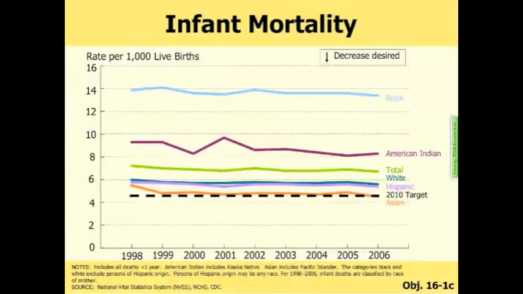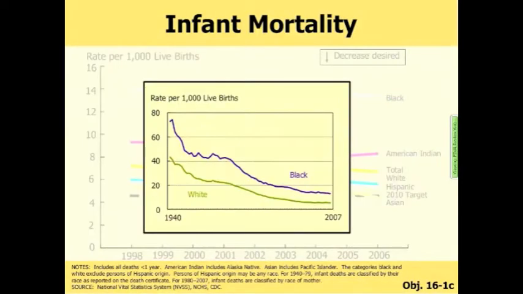What we see here is the persistence again of disparities. Very little change from 1998 to 2006 in these measures. The next slide goes back much further, back to 1940. And we can look at the difference between the white population and the black population in infant mortality. And what we see is, of course, the slackening of the rate of change in the more recent time.